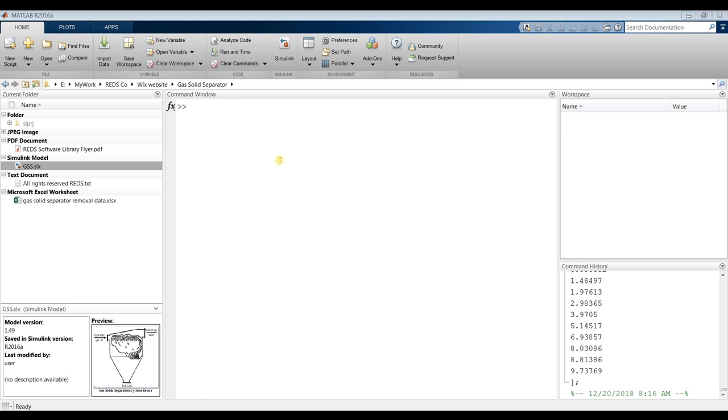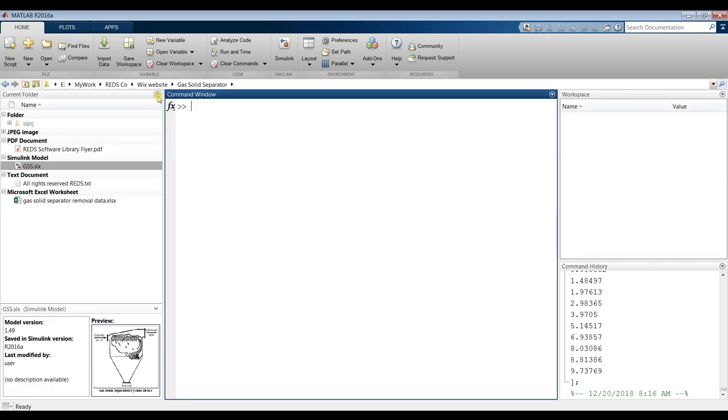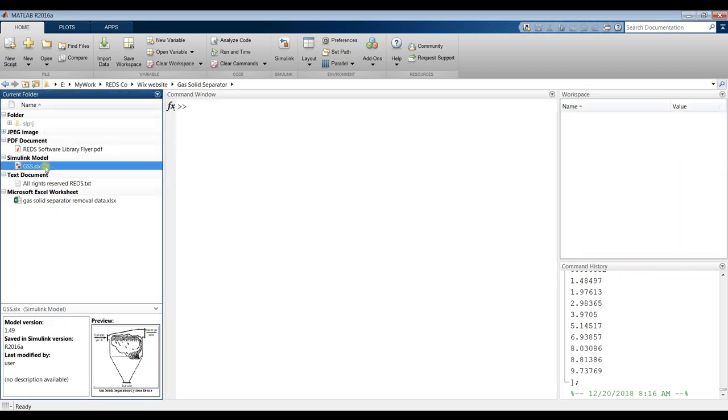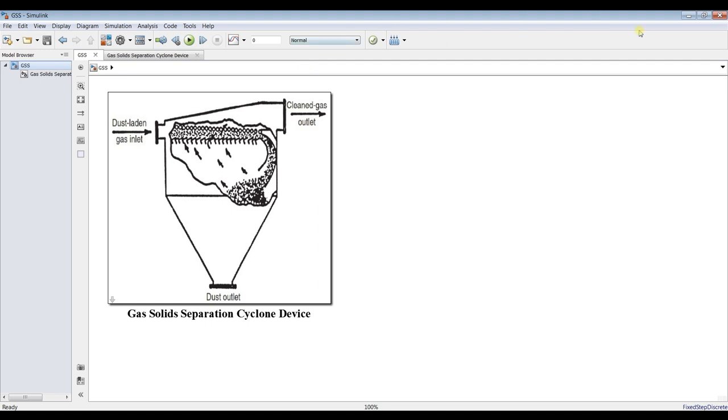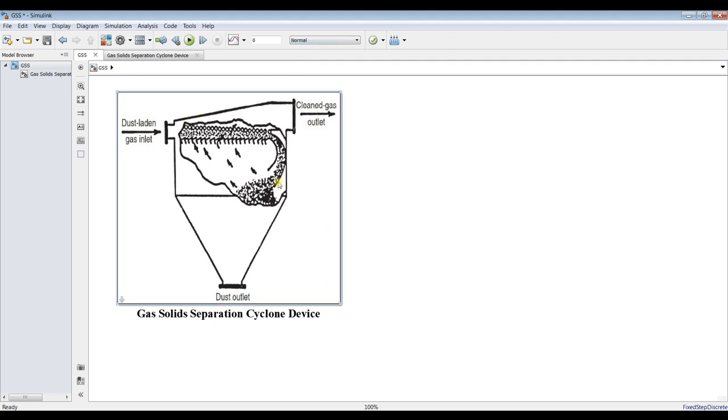You have to go to your destination folder, okay, and double click here on your model. Okay, this is our model. Okay, the process is simple. This is a simple device.